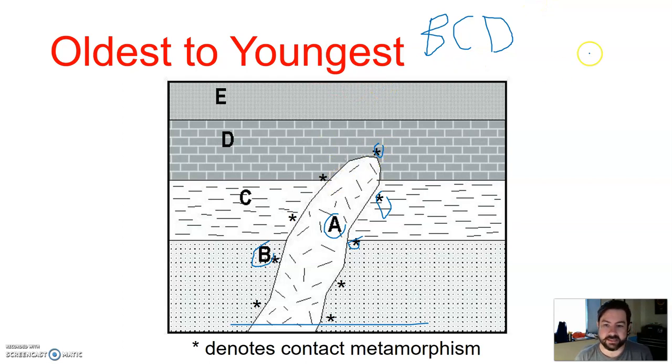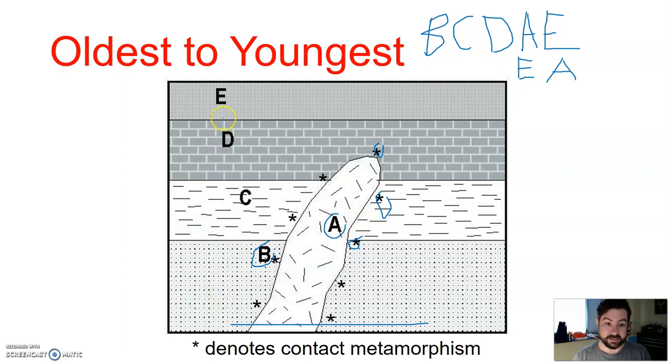So B, C, D, then I'm going to say A came next, cut through, and then E looks like an additional sedimentary rock layer that was put on top. So that's probably correct. However, you can also say B, C, D, E, A, because we don't have enough information as what's given to be definitive in knowing what came first, A or E.